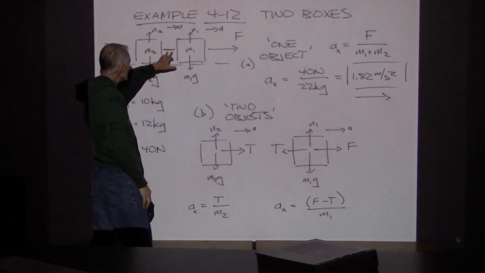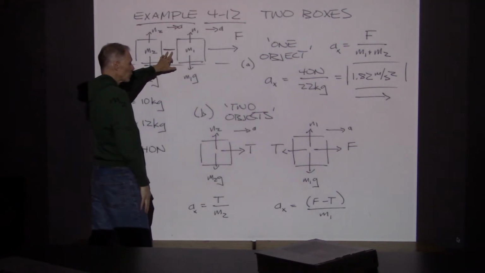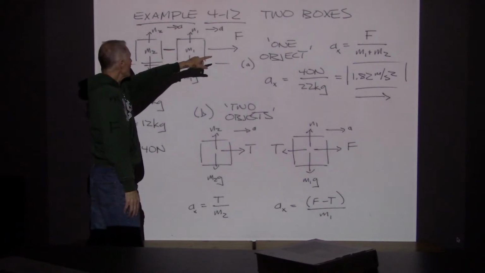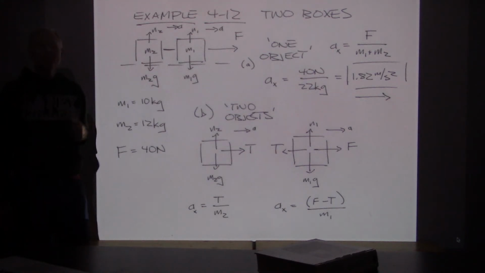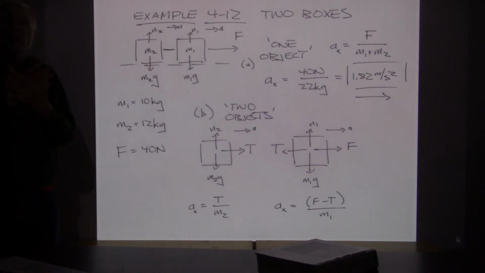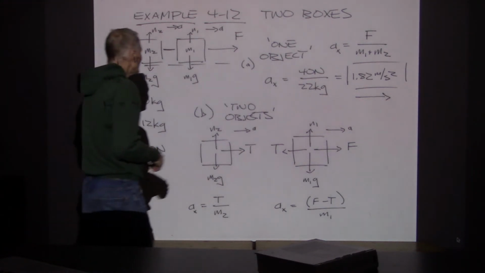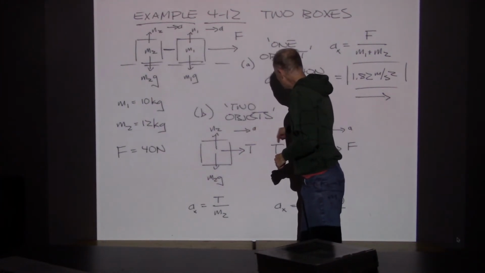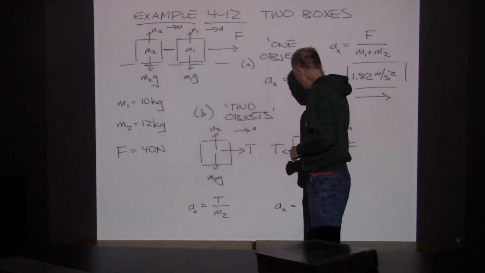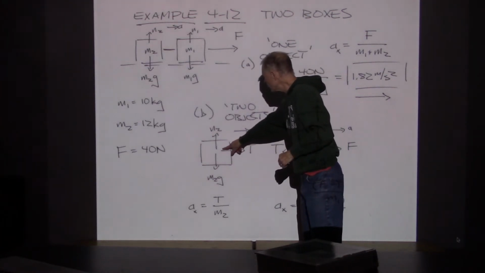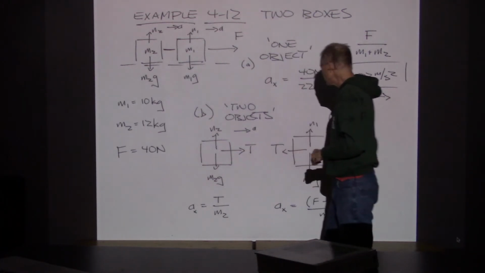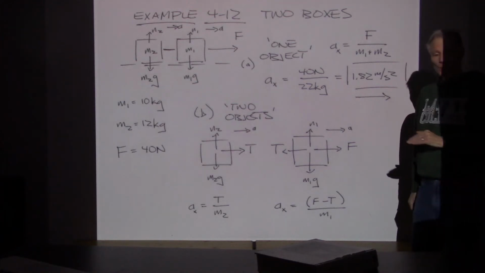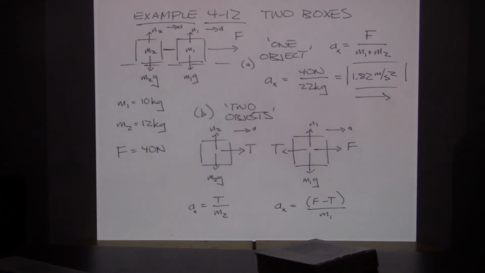Now, when they ask us about the tension in the string, I have to take the two objects approach, because when I did one object, the string wasn't even there. It was just part of the object itself. Now when I separate it into two objects, the tension in the string shows up. Remember, the tension pulling back on object 1 and pulling forward on object 2 is the same tension. I don't have to solve for two tensions, I'm just solving for one.